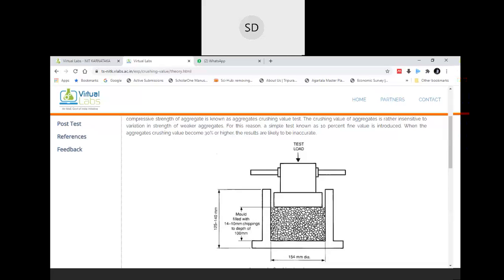Now the aggregate you are using for your crushing test should pass through the 20 mm IS sieve and be retained on the 12.5 mm IS sieve. Now this is your load assembly over which load will be applied, and this is a plunger which applies the load over the aggregate.